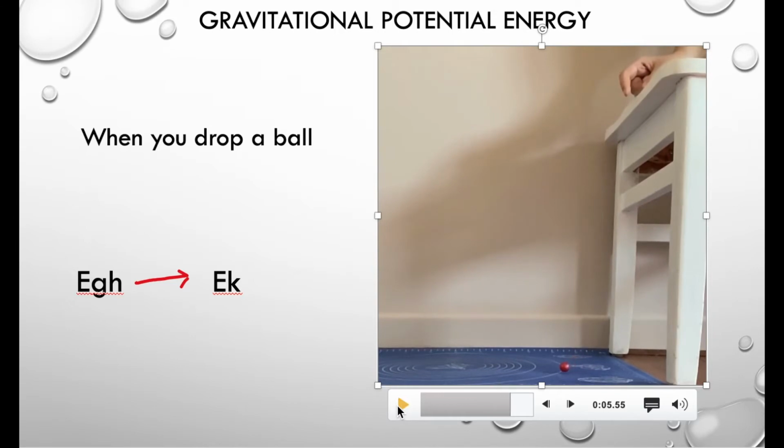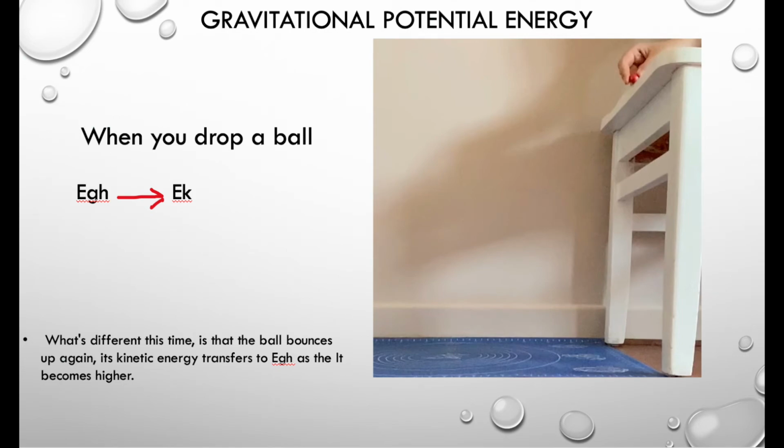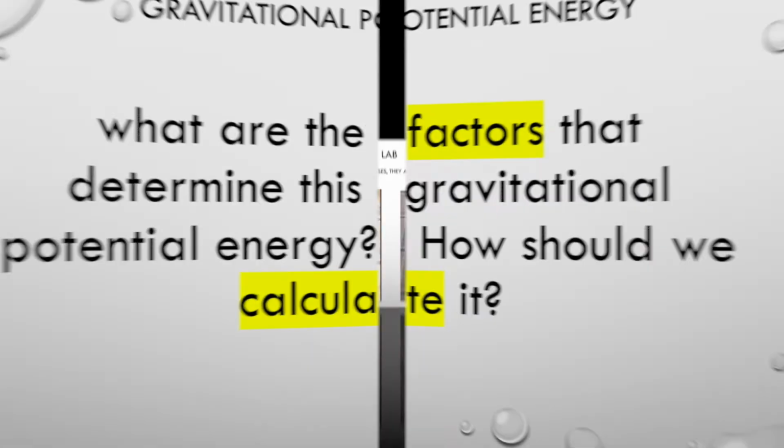What's different this time is that the ball bounces up again. Its kinetic energy transfers into potential energy again. So what are the factors that determine this gravitational potential energy? What does it depend on? And how should we calculate it?